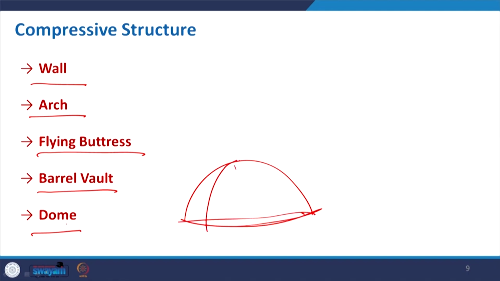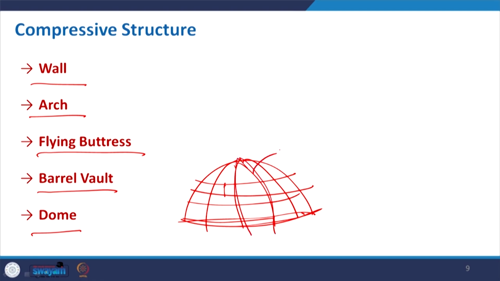Mainly when we discuss the dome, we will find that this compression is tracking along the meridian, and when we are taking care of these hoops, tension and compression both will develop. We will come to that when we discuss this kind of system in detail.